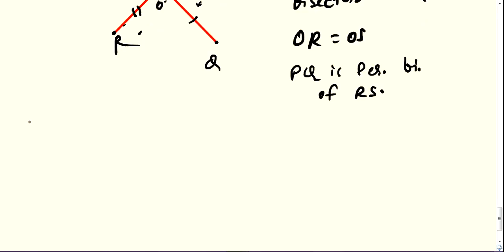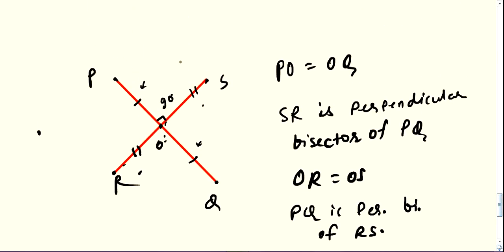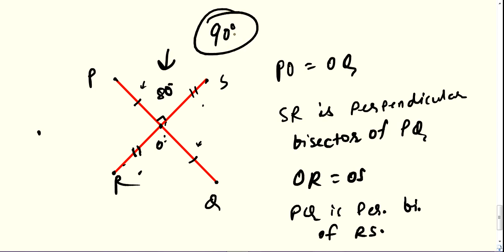And one more thing. For a perpendicular bisector, you should have 90 degree. If you do not have 90 degree, for example, if you have 80 degree here, then these lines are not said to be perpendicular bisectors, because it is compulsory for a perpendicular bisector that you should have an angle of 90 degree.